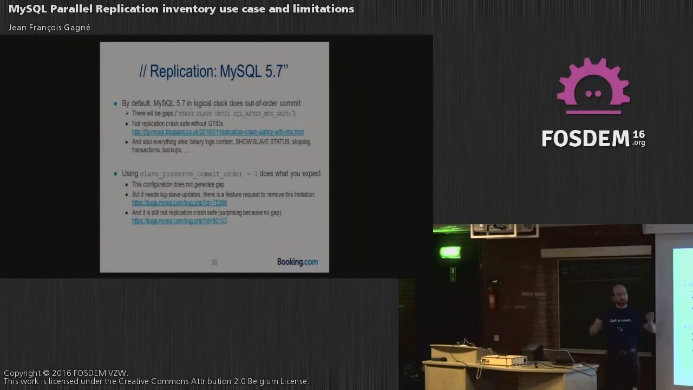So I don't understand, because there's no gaps. Things are committed in order, but it's not crash safe. So in that situation, show slave status can be trusted. So same thing, it's not crash safe without GTID. If you're interested in running that without GTID, click affect me.